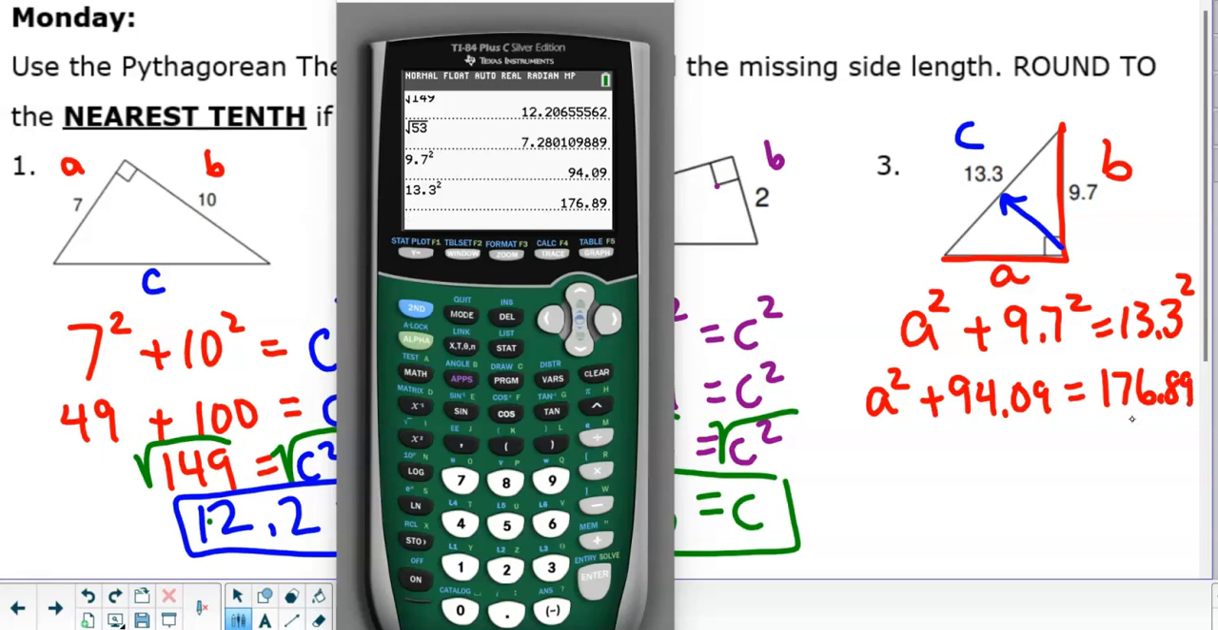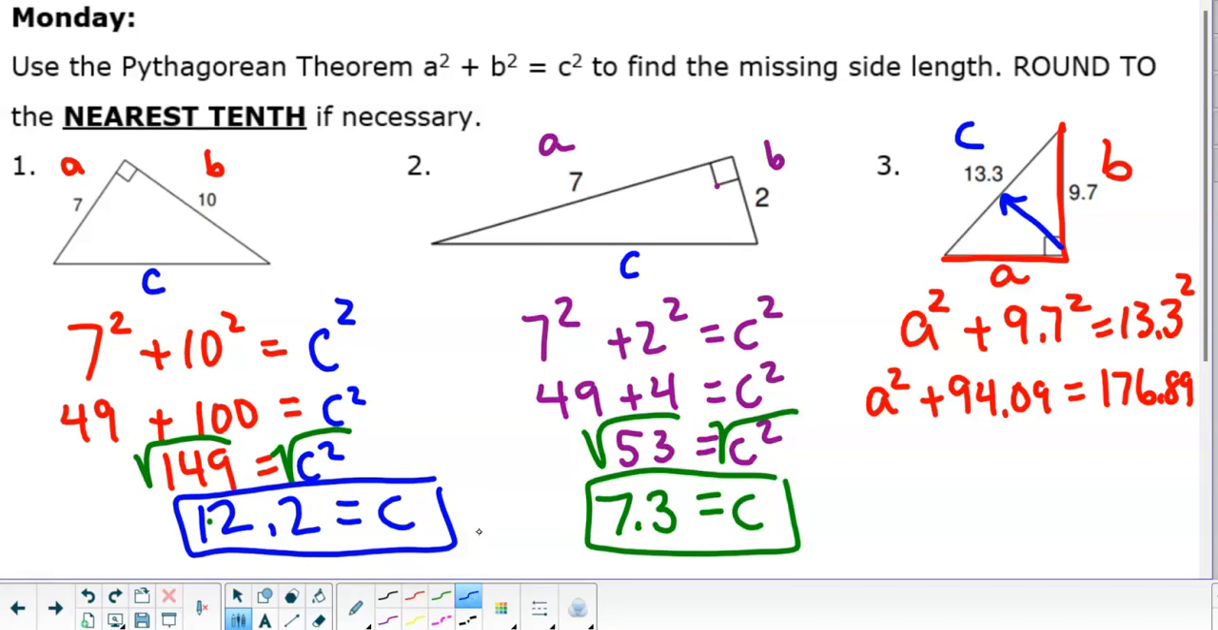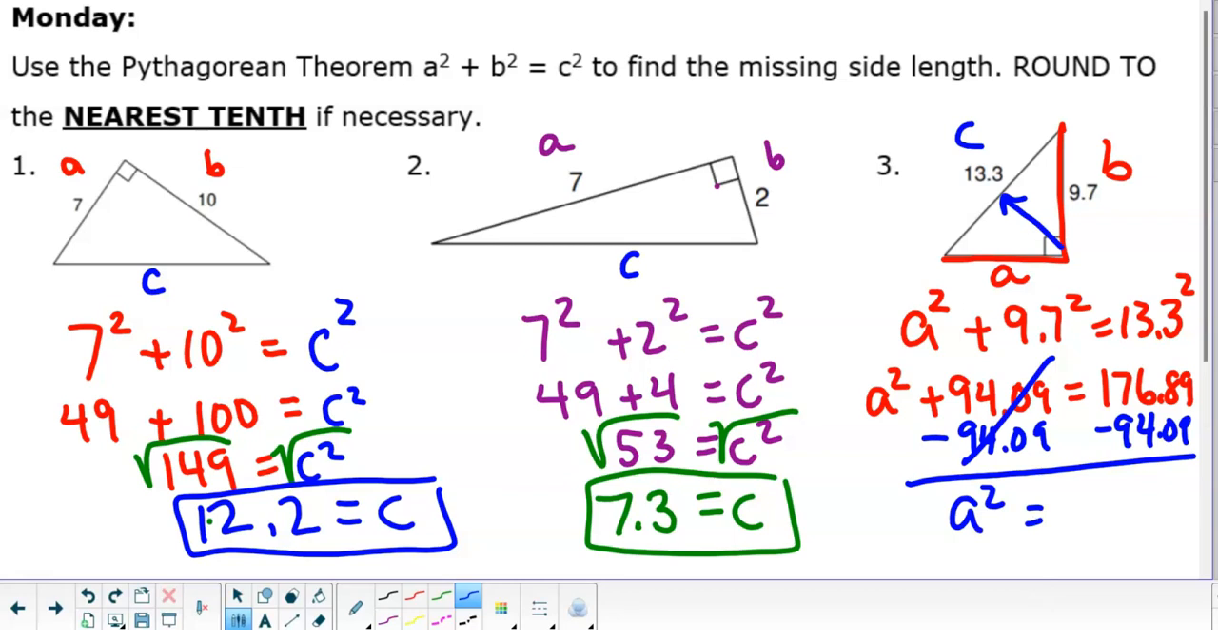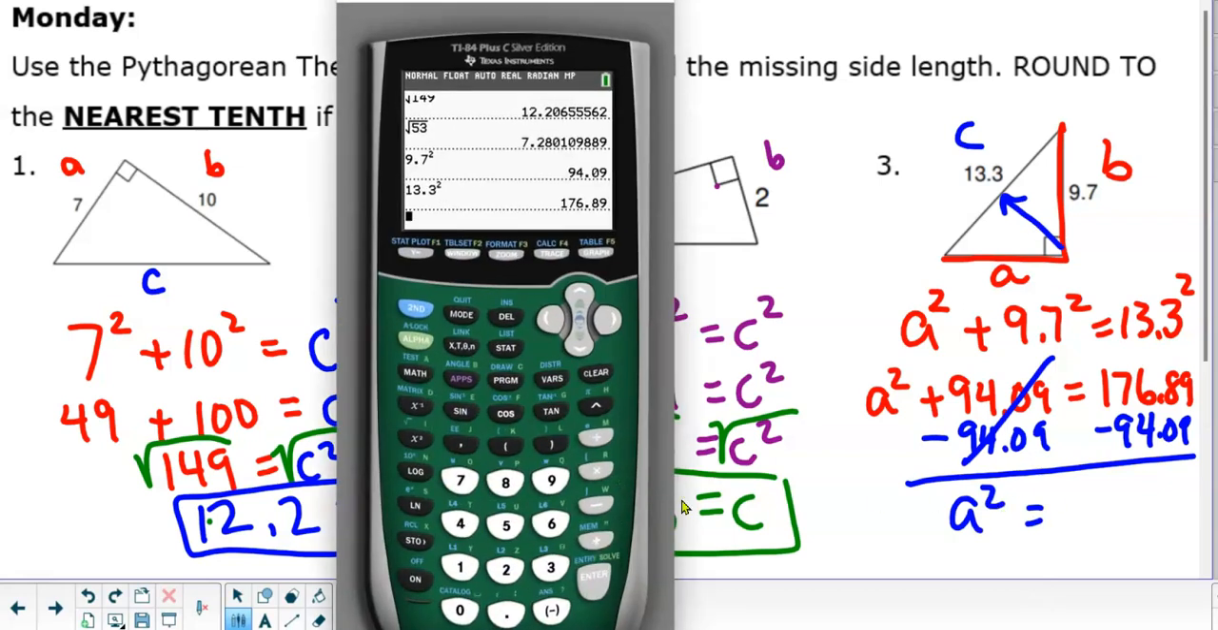Now you'll notice that the letter A is not by itself. So I'm going to have to do a little bit of inverse operations here to isolate that letter A. So I'm going to subtract 94.09 from both sides. When I do that, I finally get that A squared alone on the left-hand side. So I'm going to subtract 94.09 here from my previous answer. I'm going to get 82.8.